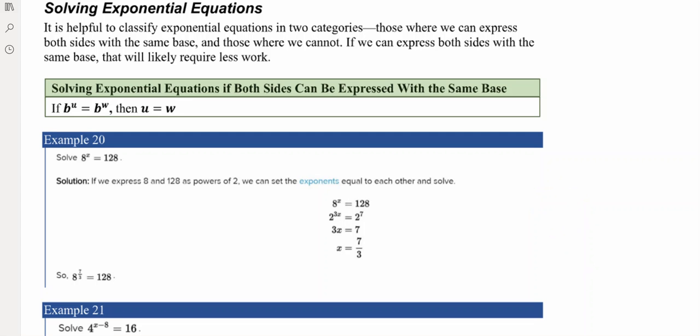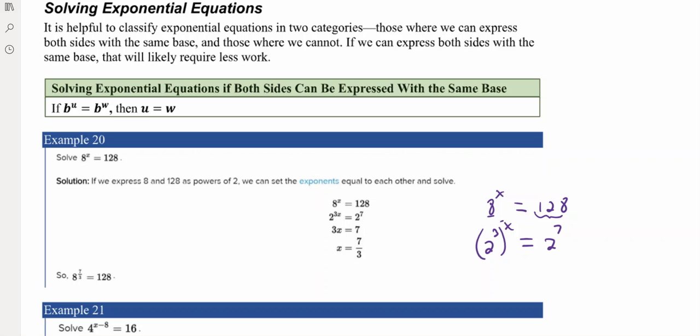So if we had this example of 8 to the power of x is equal to 128. Well, those aren't the same base yet, but what we can do is rewrite these with a common base. Rewriting with a base of 8 isn't going to work here. But what if I rewrite the 8 as 2 to the power of 3? So now that's 2 to the power of 3, to the power of x. I've just rewritten the 8 as 2 to the power of 3. And that's equal to 2 to the power of 7.